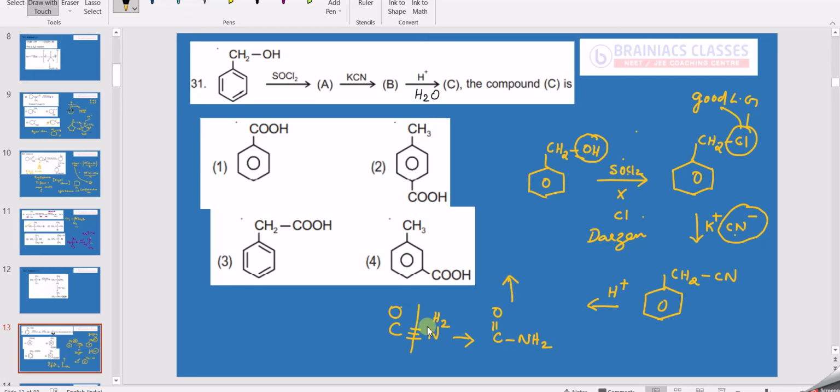But if you are continuously hydrolyzing, then what will happen? Here OH will come, and in the next step hydrogen will go here. So this will be converting to ammonia, and this one will be converting to carboxylic acid. So you should remember like this: cyanide on partial hydrolysis gives you amide, which on further hydrolysis gives you carboxylic acid. So we can assume this is undergoing continuous hydrolysis. So what you will get? C6H5CH2COOH. This is my answer. So option 3 should be the correct answer. Is this clear for everyone? Hello?